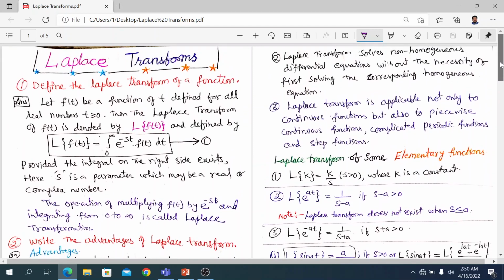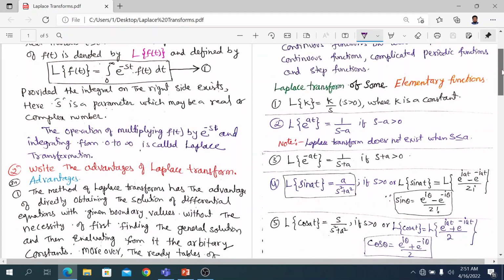Next advantage: Laplace transform solves non-homogeneous differential equations without the necessity of first solving the corresponding homogeneous equation. Next advantage: Laplace transform is applicable not only to continuous functions but also to piecewise continuous functions, complicated periodic functions and step functions. So these are the advantages of Laplace transform.